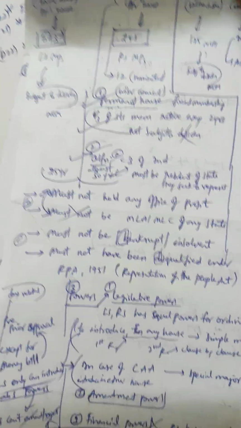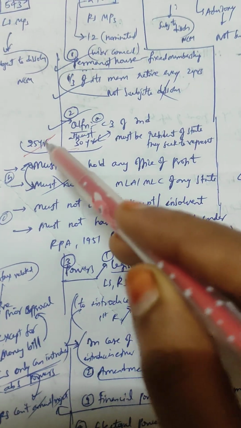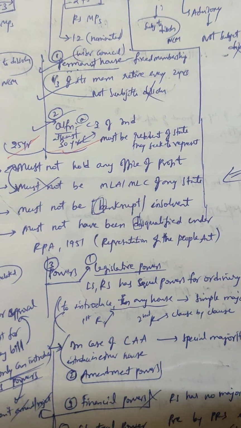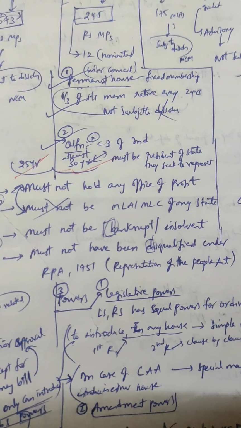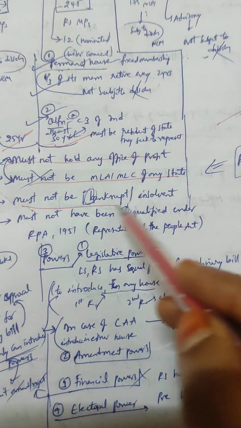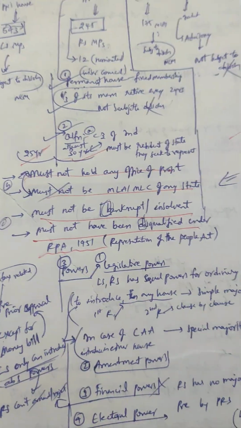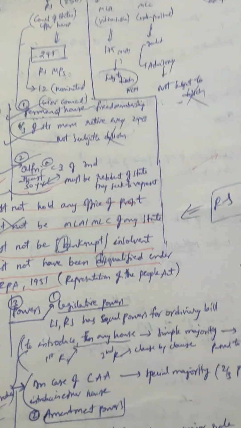So these are the qualifications. As you can see here, you can observe it clearly. So what are the qualifications? 25 years for Lok Sabha, 30 years for Rajya Sabha, 35 years for president, and he must not hold any office of profit, must not be MLA or MLC of any state, must not be bankrupt or insolvent, must not have been disqualified under Representation of People's Act 1951. So that's how it is.